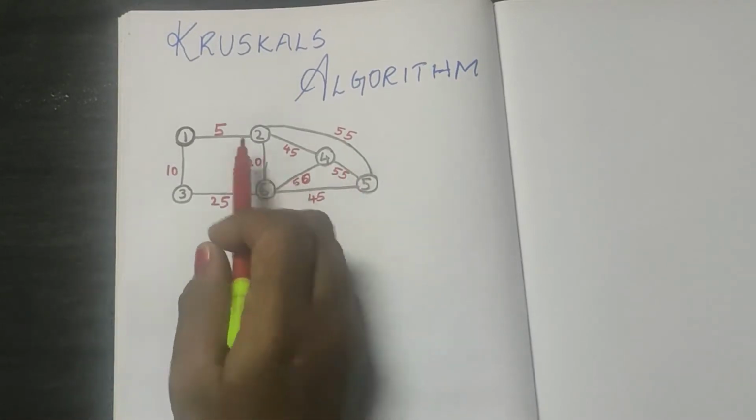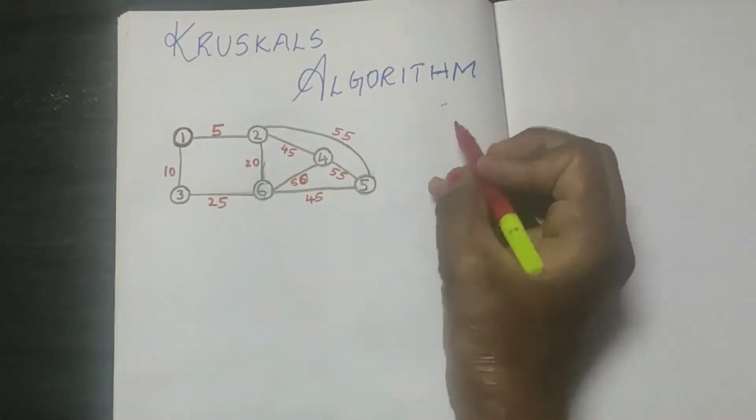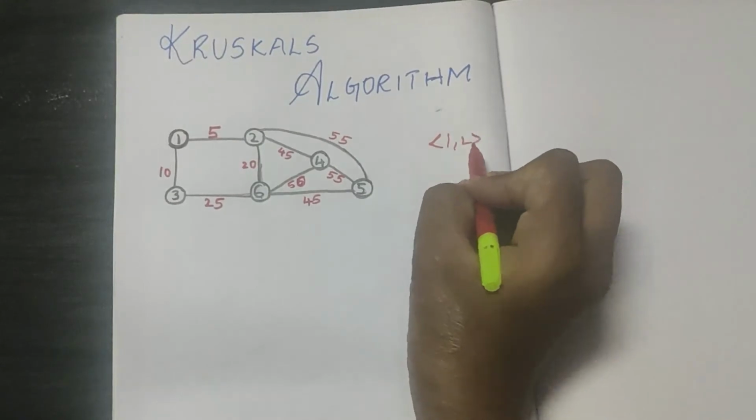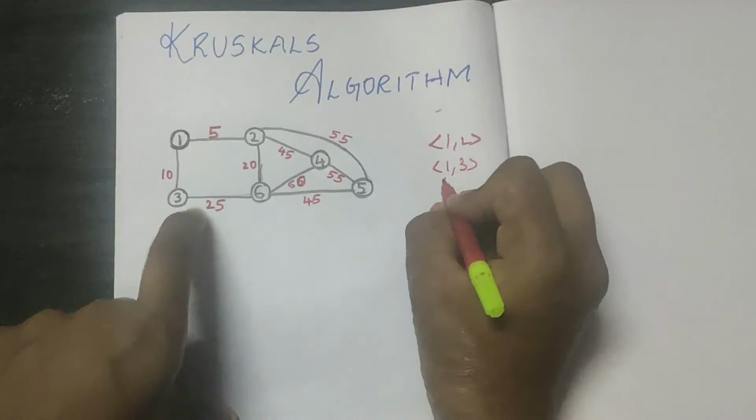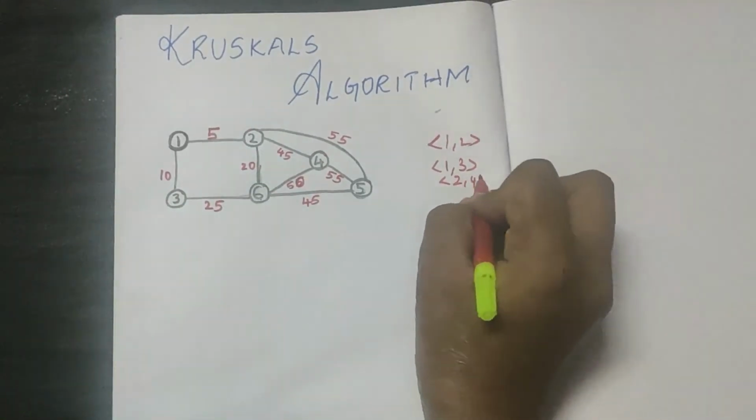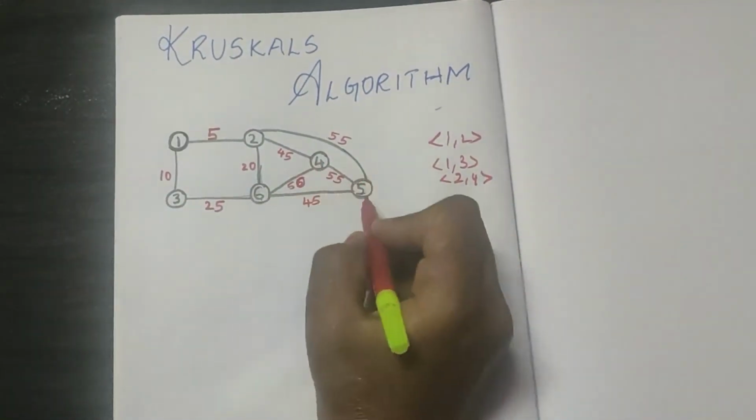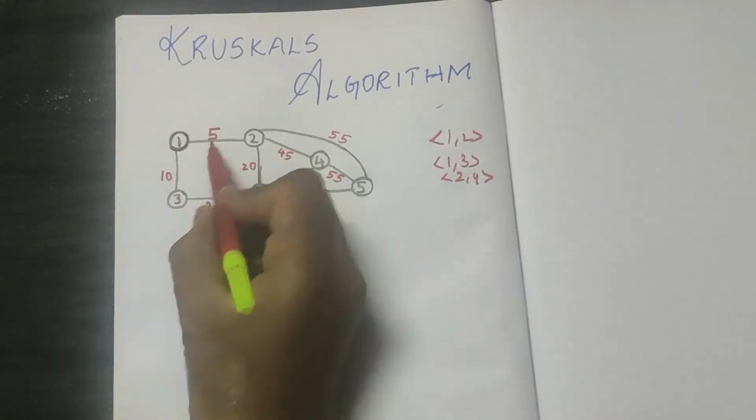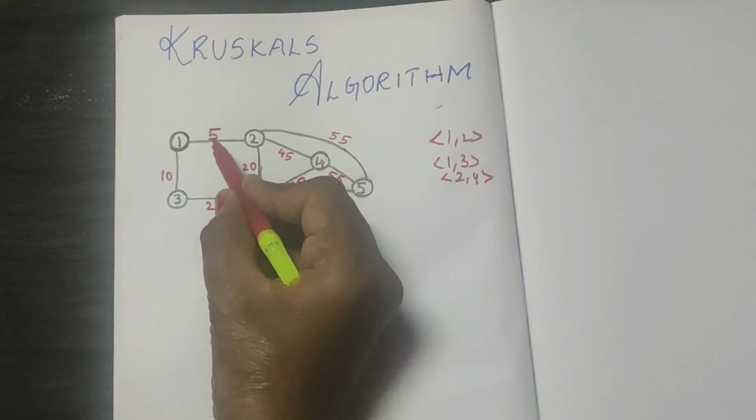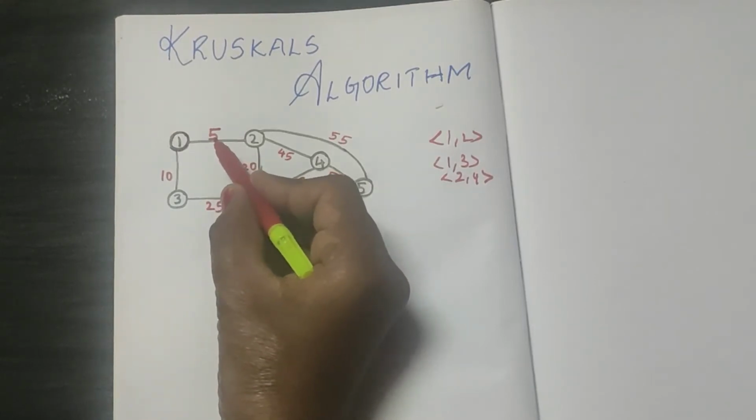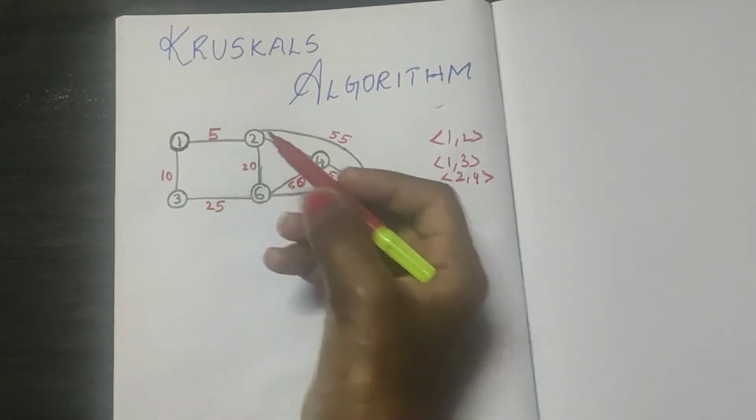Now in this, the edges are like 1 to 2, then 1 to 3, 2 to 4. So like this, these are called the edges and these are the nodes. And these 5, 10, these are the values. This is like 1 to 2, the value is 5. You can say this as value, weight or cost, whatever.